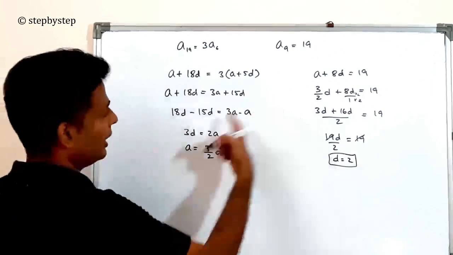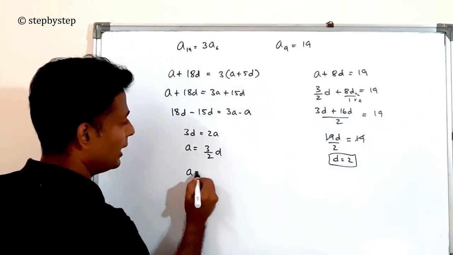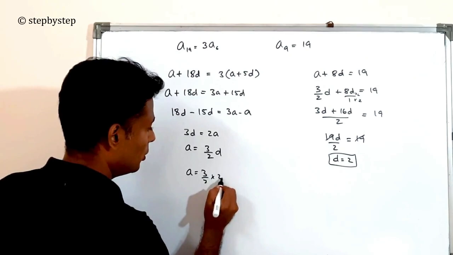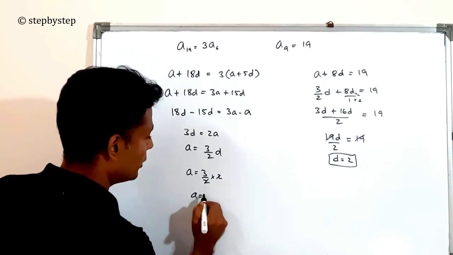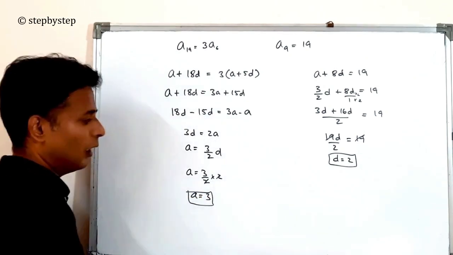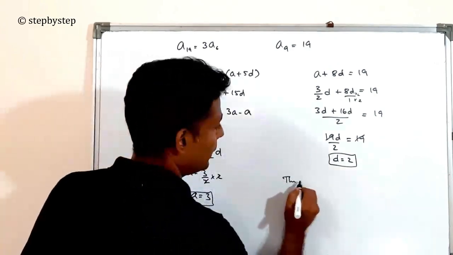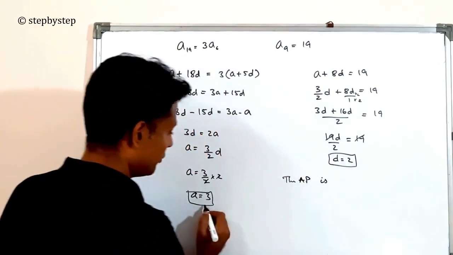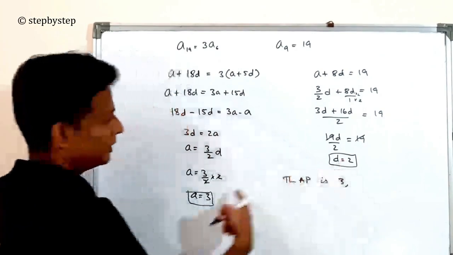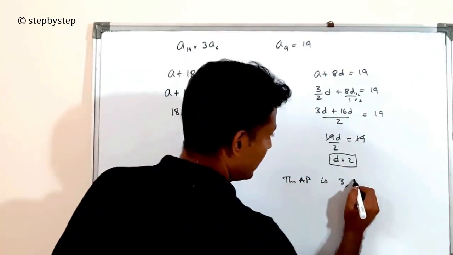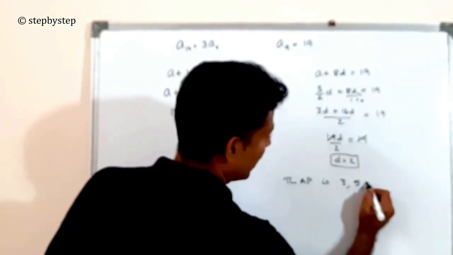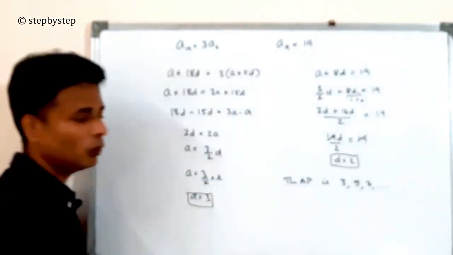Now I have the value of D. I can find the value of A. So A equal to 3 by 2 into 2. So A equal to 3. Now we can find the AP. So the AP is, first term is 3. Second term is A plus D, that is 3 plus 2, 5. Third term will be 5 plus 2, 7, and so on.